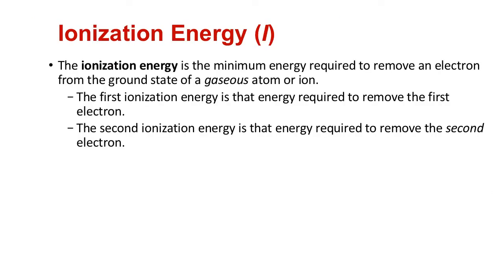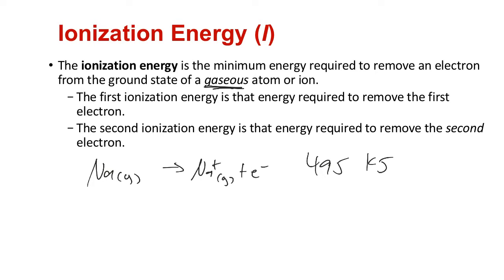So ionization energy is the minimum energy required to remove an electron from the ground state of a gaseous atom or ion. This is relatively important if we think of what the ionization energies mean. If we look up the IE of sodium, it's 495 kJ per mole, meaning that sodium gas going to sodium plus, still a gas, plus an electron has a delta H of plus 495 kJ per mole. So the delta H of the reaction would be plus 495 kJ for 1 mole of sodium turning into 1 mole of sodium ion plus electron being freed up.